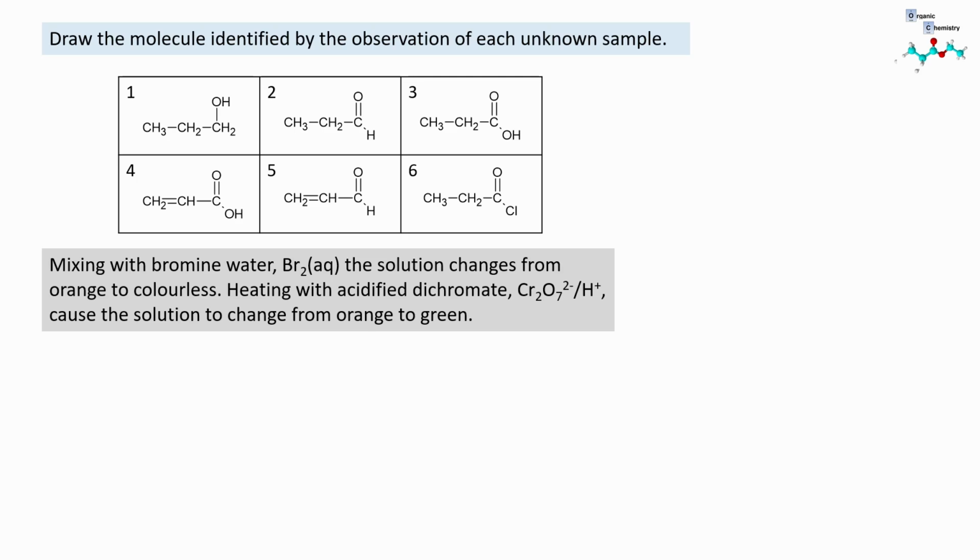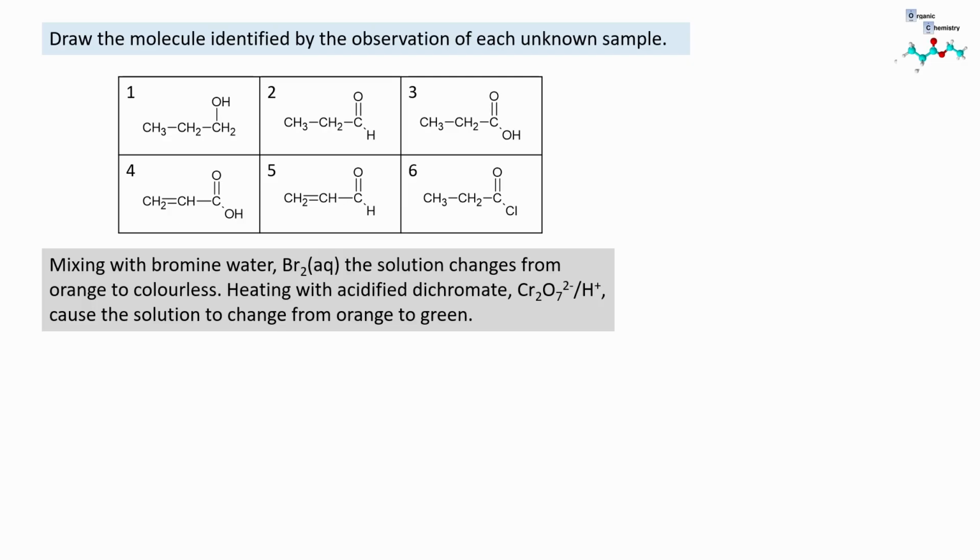Okay, so the first one, the bromine water, we would recognize as a test for a carbon-carbon double bond or a carbon-carbon triple bond. There are 2 molecules that have a carbon-carbon double bond. They are 4 and 5. So we're assuming that the answer must either be 4 or 5. And then we look at the next test that they did.